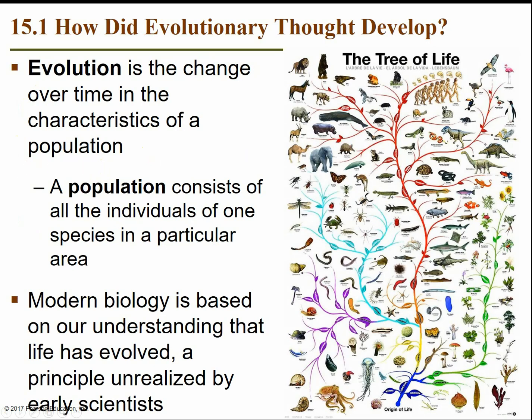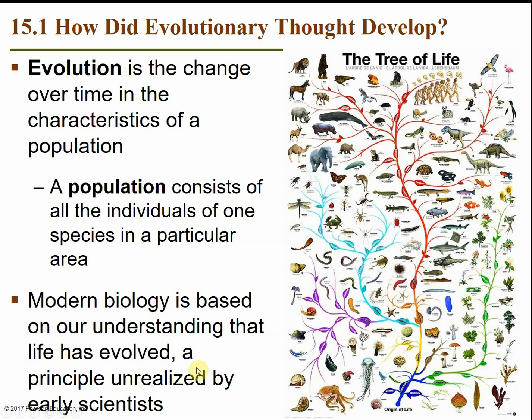So evolution is defined as the change over time in the characteristics of a population. Remember, it's a population that evolves, not an individual organism. The population is defined as all the individuals in one species that inhabit a particular area. All of modern biology is based on this understanding that life has evolved over time.